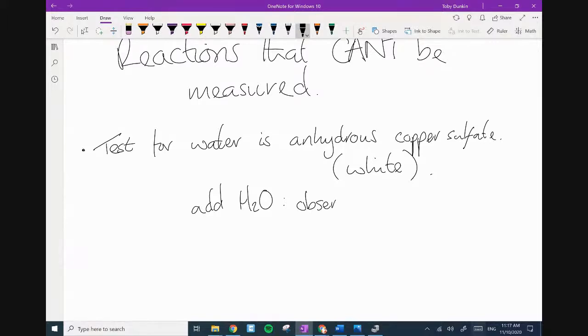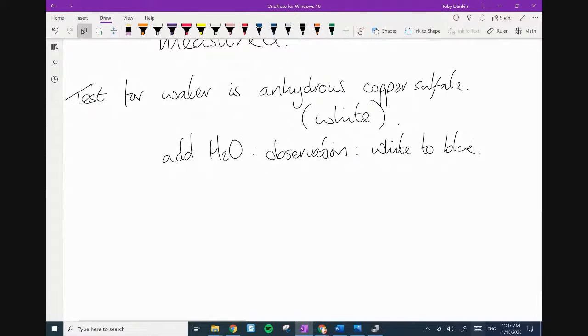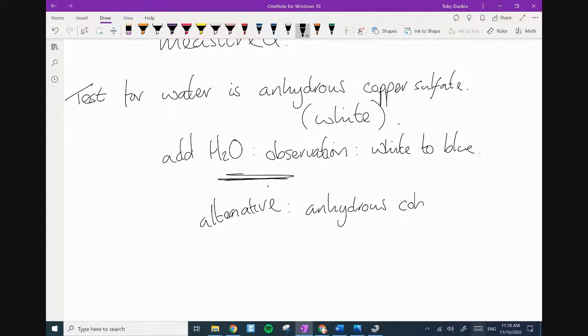Observation. It goes from white to blue. White to blue. Now, can I just point out that Edexcel like you to know an alternative to this? The alternative test for water is anhydrous cobalt chloride. You won't have seen this one at GCSE.